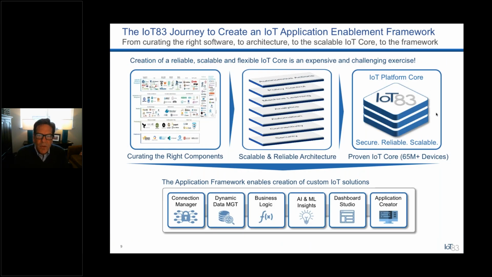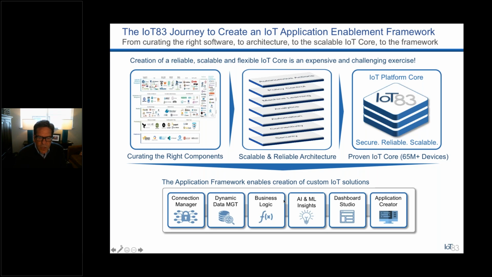So as we set out to build this, to try to create this new way of application creation, we had to go through this process. We had to curate the right software components out of a huge set of available alternatives. We had to build a secure and reliable architecture, and then finally pull all of that together and prove it out as a secure, reliable, scalable, elastic IoT core. This was the first part of our journey.